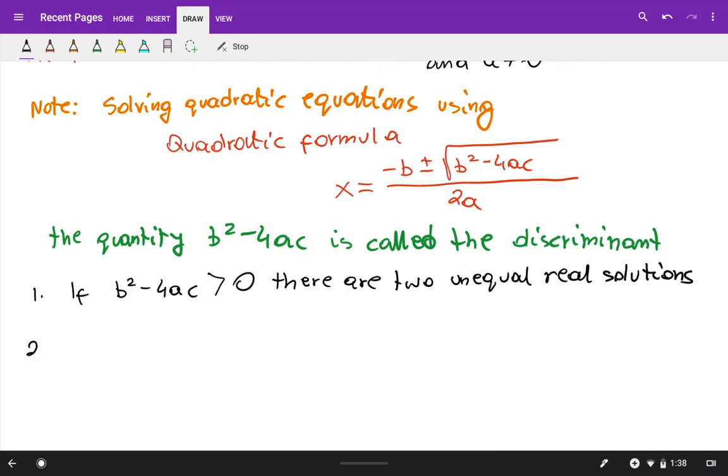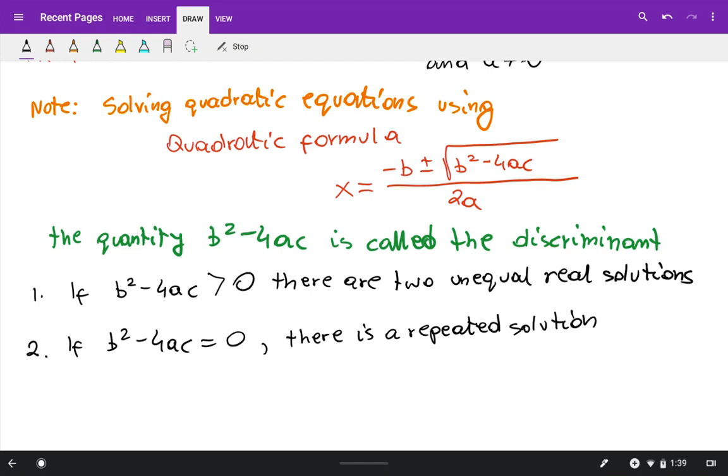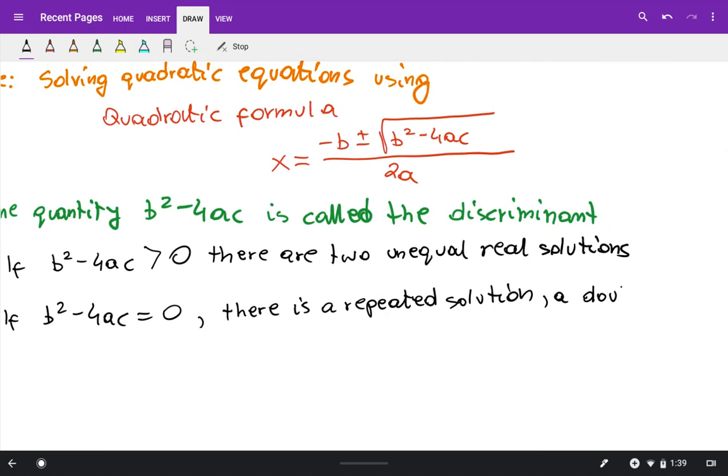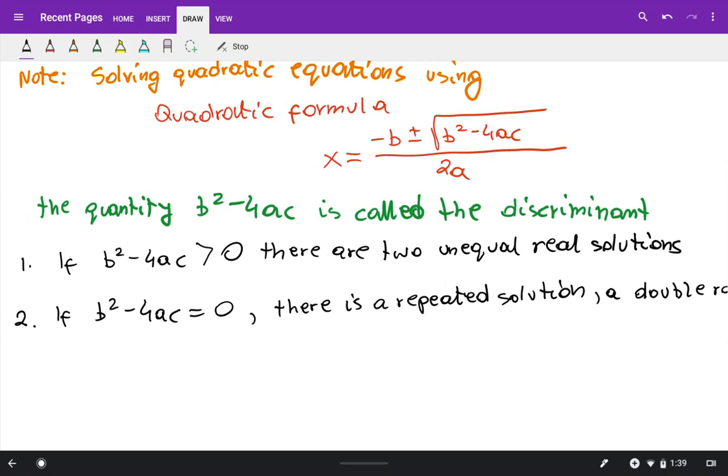Now, second, if the discriminant, which is the expression b squared minus 4ac, equals 0, there is a repeated solution, which we sometimes call a double root. So when you're solving the equation, you end up with, let's say, x equals 5 and x equals 5. We call that a repeated solution, a double root.